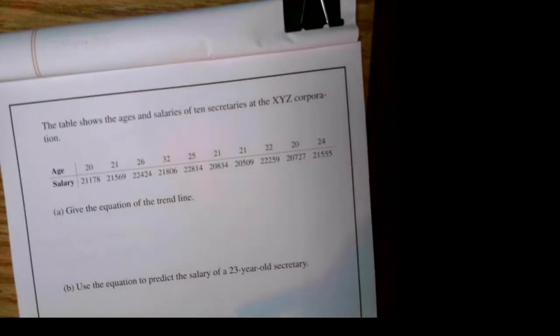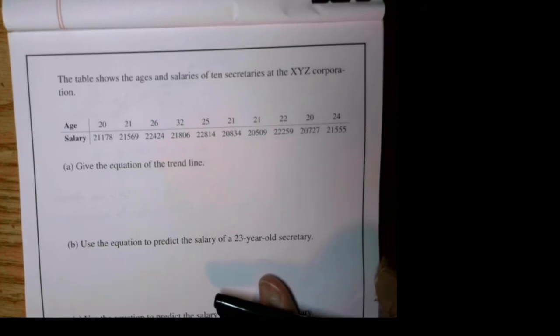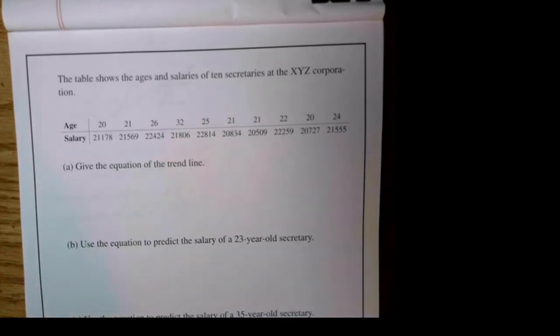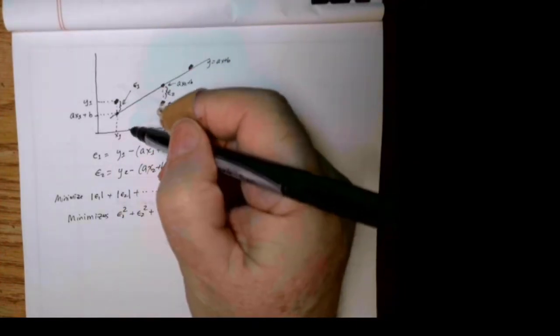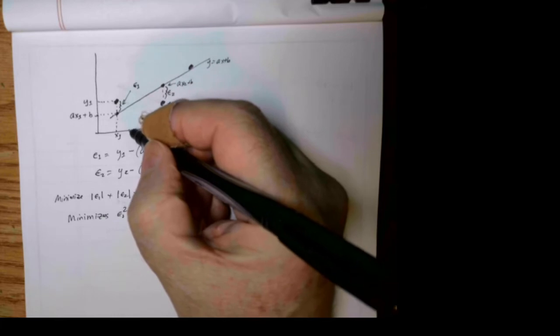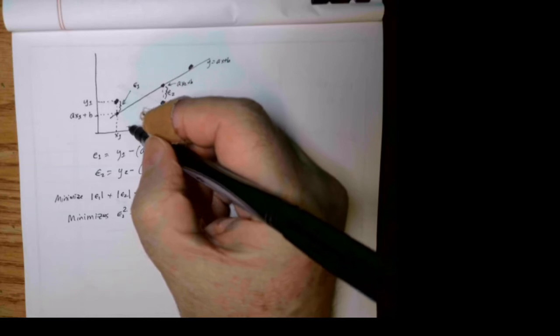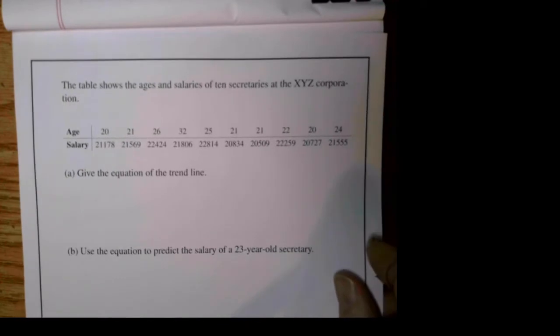Let's do an example where we actually calculate the coefficients of the regression line. We start with a table here that shows the ages and salaries of 10 secretaries at the XYZ Corporation. Now we think of a regression line as, let me go back to this picture here, predicting the y value in terms of the x value. So whatever you plug in for the x value, that's what you're going to use to predict. And the y value is whatever is going to be predicted or explained, either one.